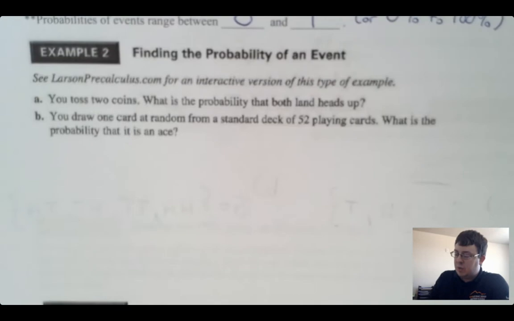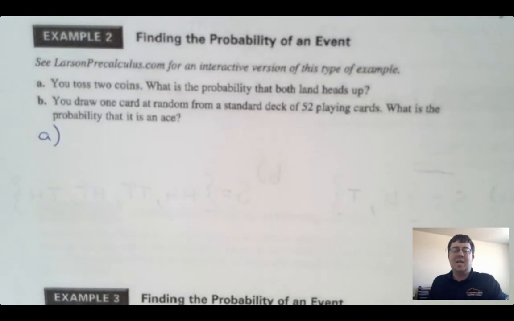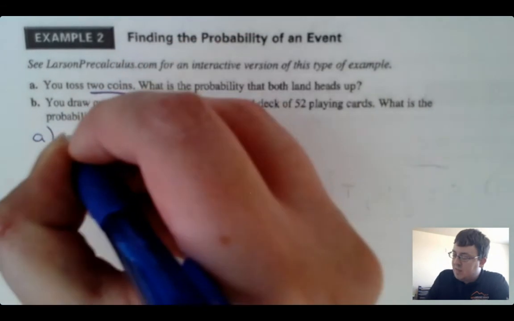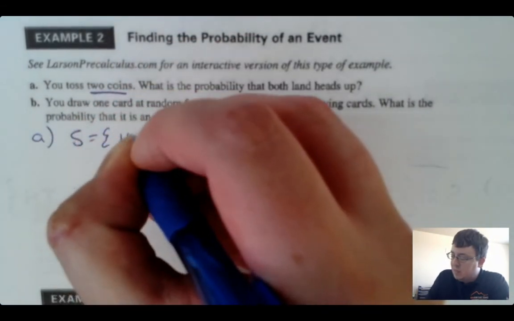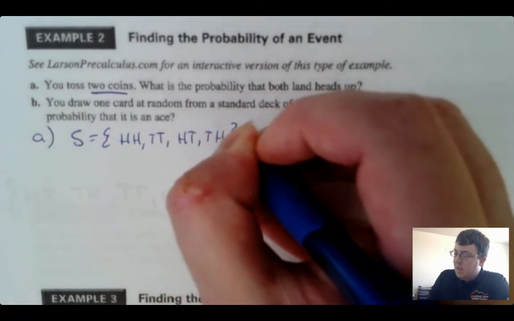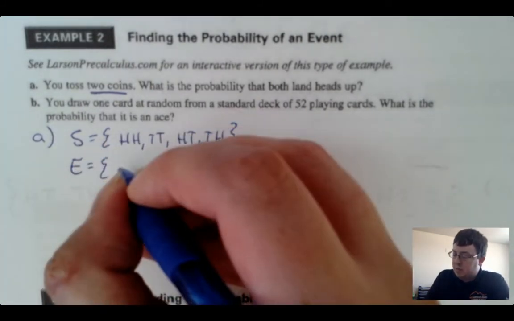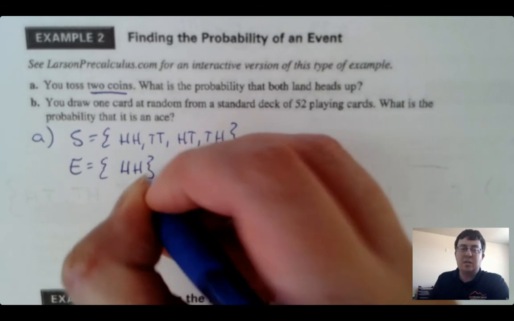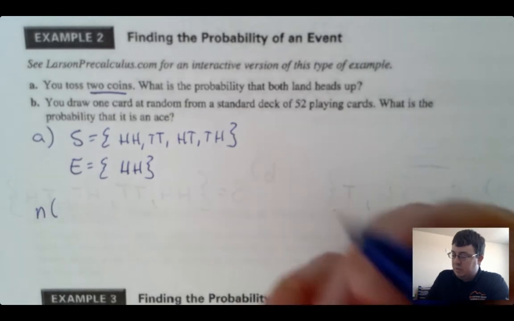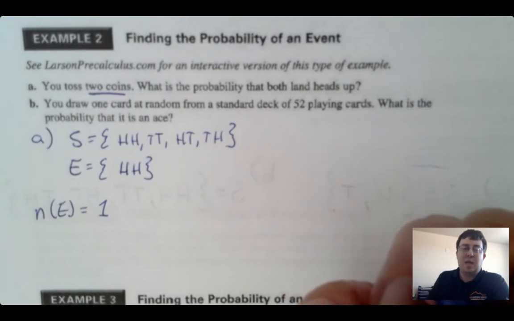So I'm going to toss 2 coins in part A, and I want the probability that both land heads up. Okay, so we again see that we're tossing 2 coins. We have that sample space: heads heads, tails tails, heads tails, tails heads. And the event that I specifically want is getting both heads up. Heads and heads. So the number of outcomes in event E is just 1. There's only one way to get double heads.